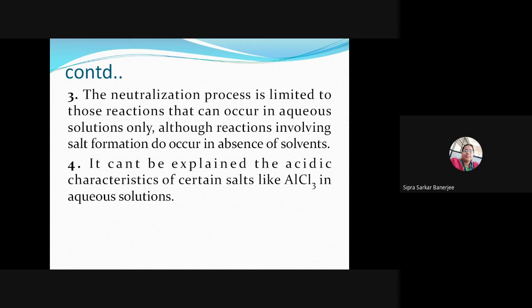Also, substances that do not contain H+ or OH- cannot be called acids and bases under this concept. But some substances like aluminium chloride possess acidic characteristics, and when dissolved in water they produce H+ ions. So they also act as acids, but the Arrhenius concept does not describe this. So these are some limitations.